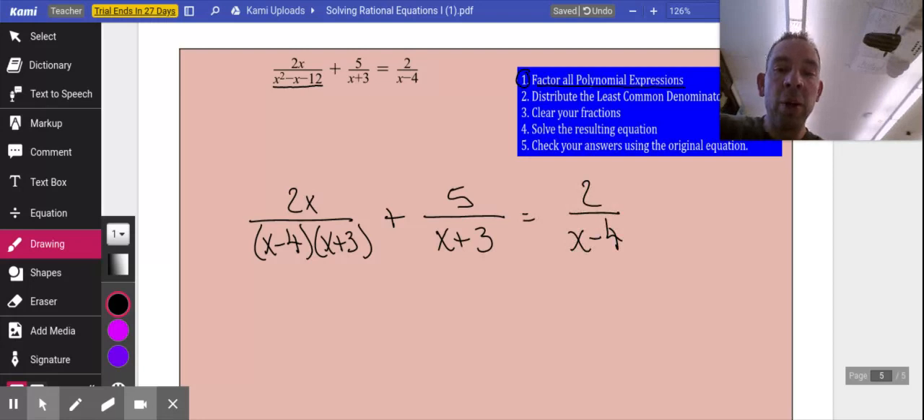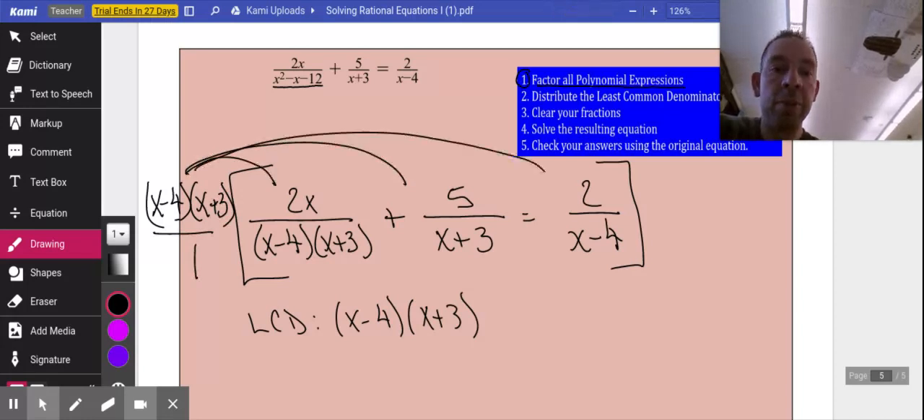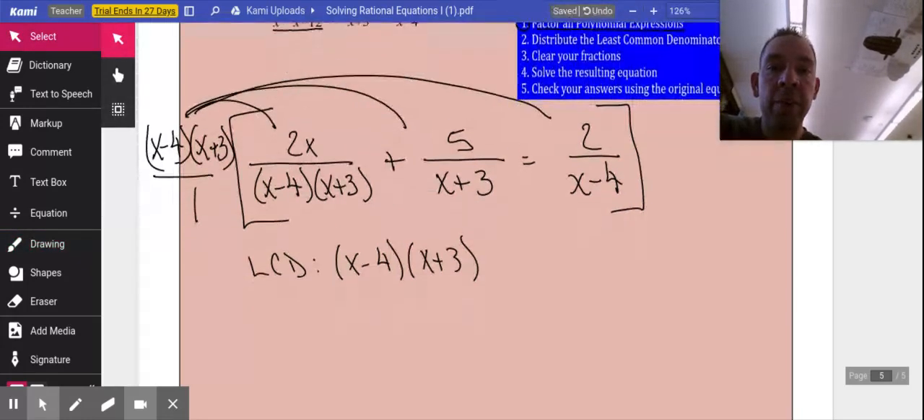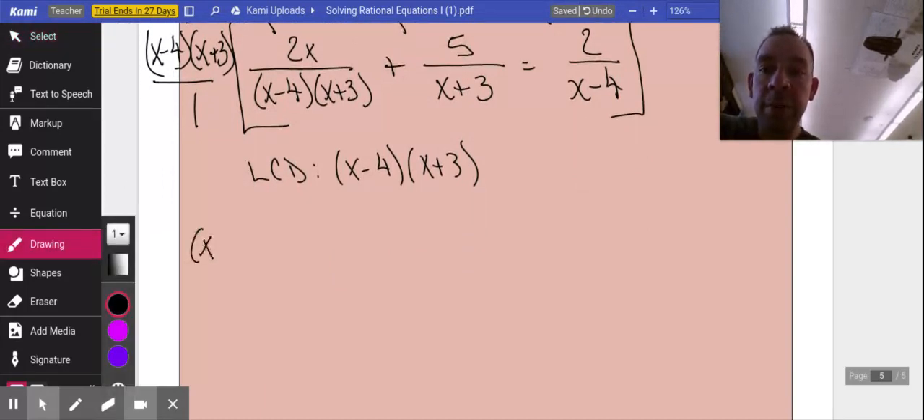And you're just thinking, what's it going to take to cancel out these denominators, right? What's it going to take? I'm going to say my LCD is the product of x minus 4 and x plus 3. And that's what I'm going to try to distribute to all the terms here. So x minus 4 and x plus 3. And I'm going to go ahead and distribute. And so we definitely have our hands full with a big old bear here. So it's going to take me just a second to rewrite these all out.